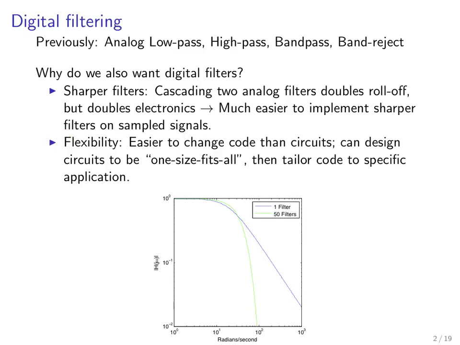The other thing that digital filtering buys us is flexibility. Let's say that we want to change the characteristics of our filter. Well, it's a lot easier to change code and just recompile or rerun our code than it is to change circuits, right? In addition, if we can do most of our filtering on the computer, then we can think about designing circuits to be one-size-fits-all for multiple applications, and that means you can reduce manufacturing costs and everything. Then you can just tailor the code to a specific application. So you can imagine that this overall saves both time and money when you're developing a given instrument.